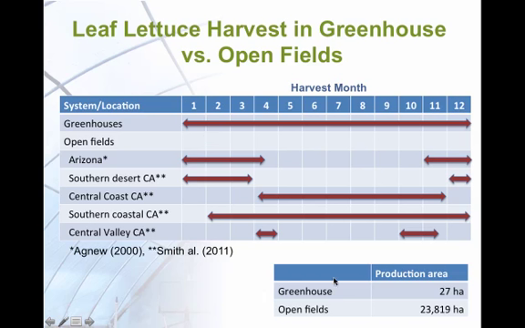And the lower table here shows the actual greenhouse area used for lettuce, which is 27 hectares, a lot lower than open field production. But productivity of the greenhouse is many times more than open field because you can create so many production cycles from the same surface area of greenhouse.